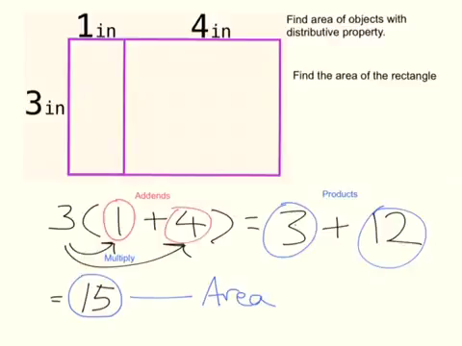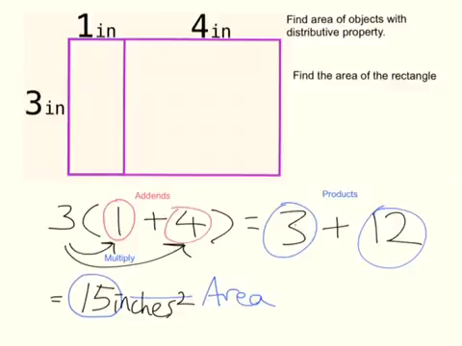So, to use distributive property, we multiply the common number with the two addends. Addends are numbers you add together. So, 3 times 1 is 3. 3 times 4 is 12. 3 plus 12 is 15. So the area of this rectangle is 15 inches squared.